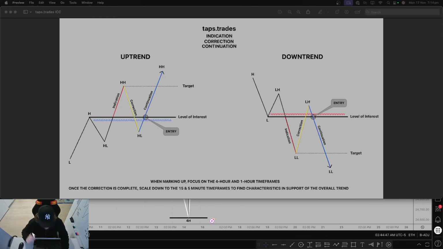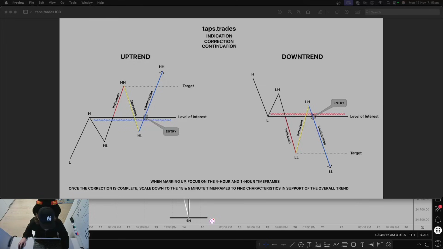But anyway, let's get straight into it. I'm going to run through the ICC strategy, which stands for Indication, Correction, and Continuation. For those that are familiar with the strategy, feel free to skip this section. And we'll run through it. So for those that are new, what is the ICC strategy? Well, the ICC strategy is a trend-based strategy.